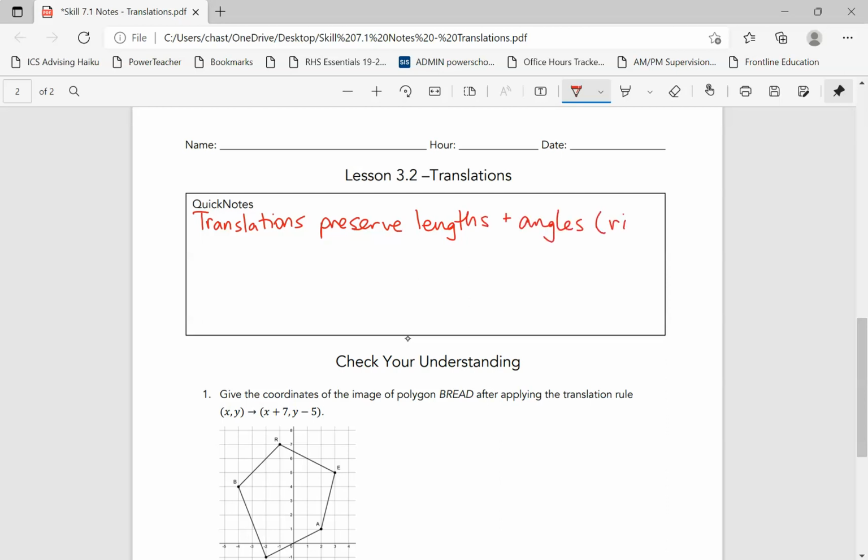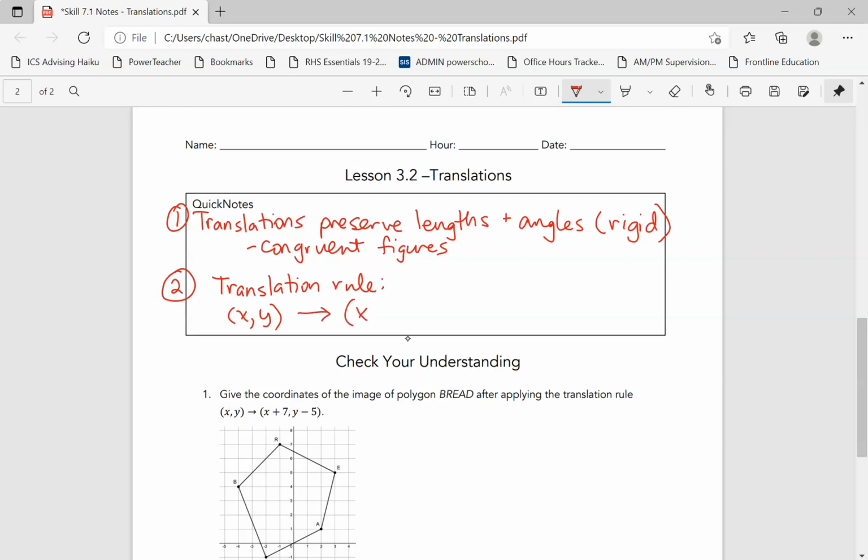And that's what makes it a rigid motion. Okay? So they are congruent. Second thing you need to know is that to get a translation rule, what you do is you say x comma y goes to x plus or minus some number, comma y plus or minus some number.